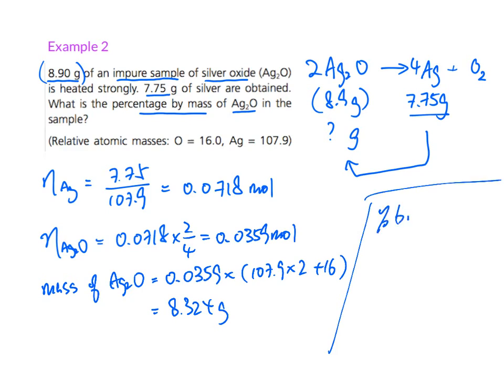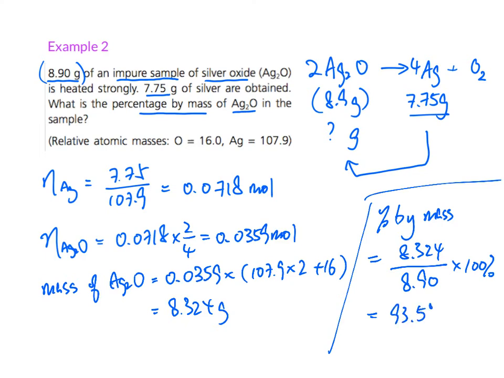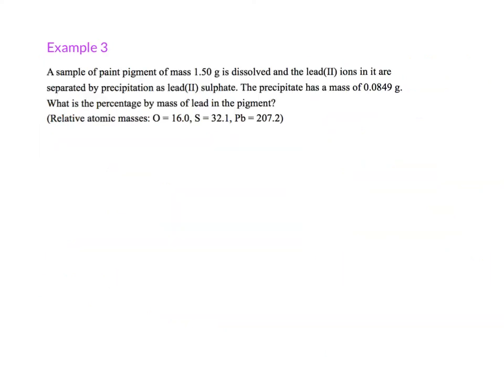And then finally you're going to find out the percentage by mass. Percentage by mass will then be 8.324 over the total mass of the sample. Total mass is 8.9, and then we times 100%. So the answer for this one would be 93.5%.